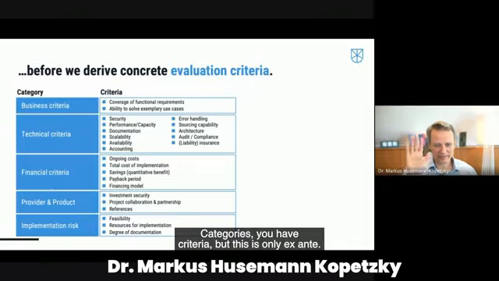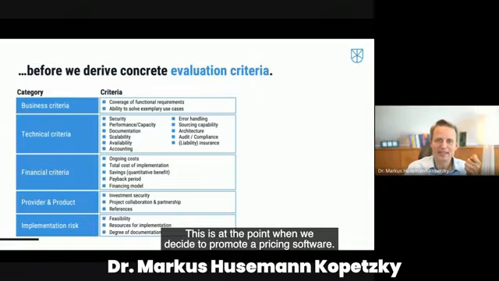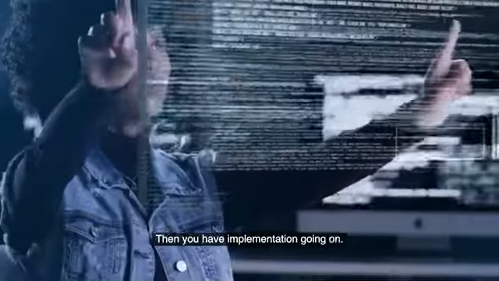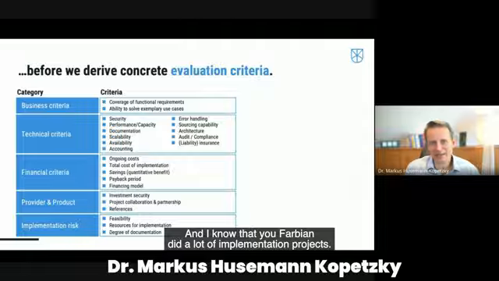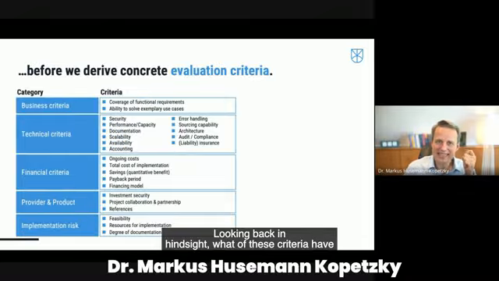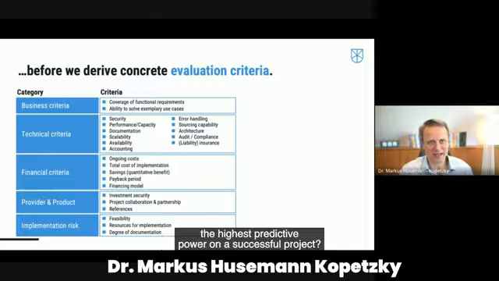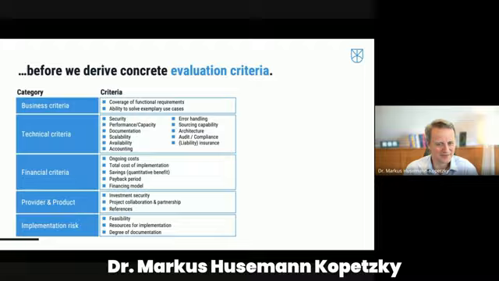These are the categories and criteria, but this is only ex ante. This is at the point when we decide to procure pricing software. Then you have implementation going on. And I know that you, Fabian, did a lot of implementation projects. Looking back in hindsight, which of these criteria have the highest predictive power for a successful project?